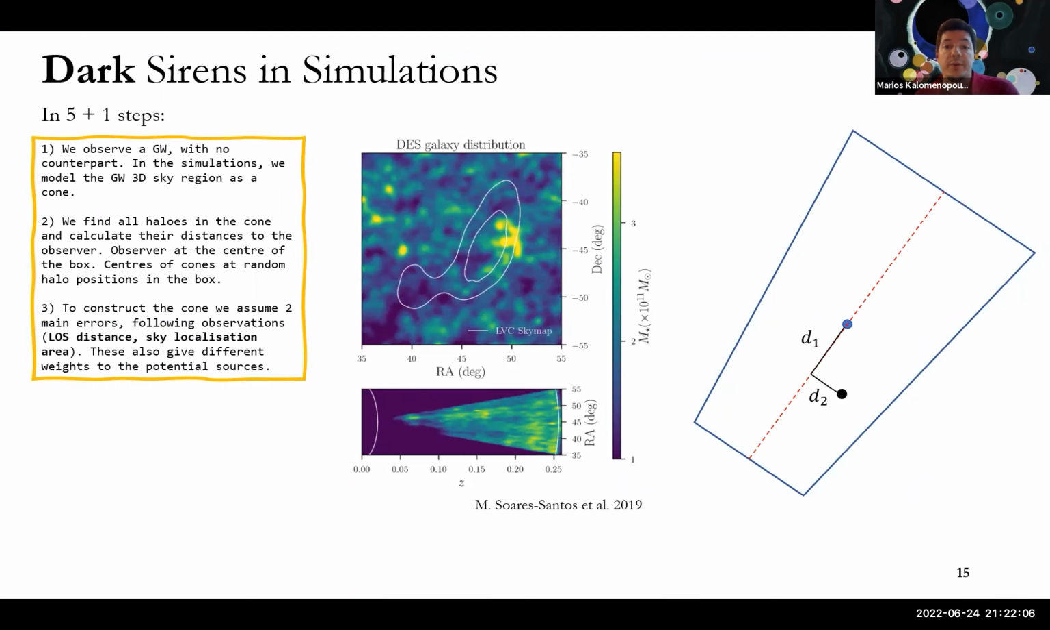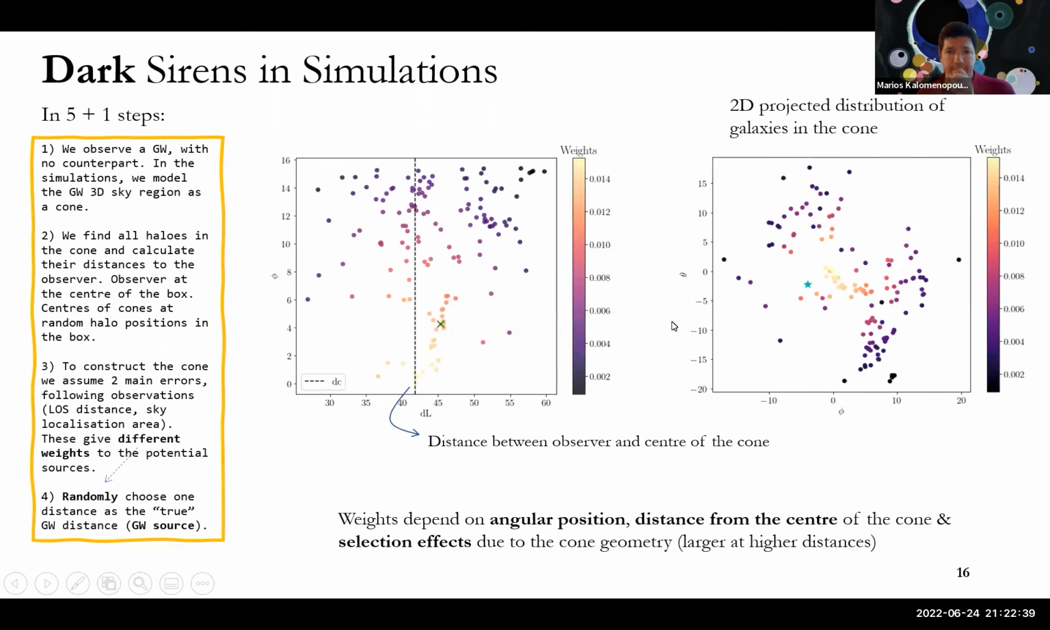The way we create the cones is that we try to replicate the real gravitational wave observation by imposing two errors: one error in the opening angle of the cone, and one error based on the distance determination. Based on this, we take into account all the galaxies inside.